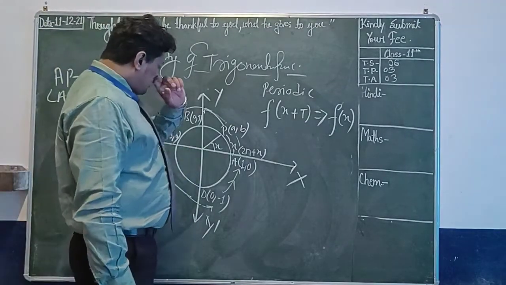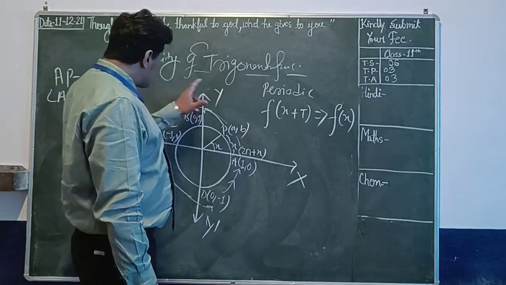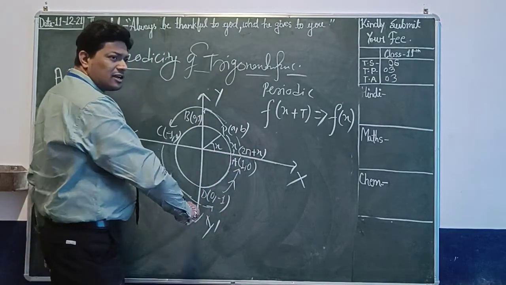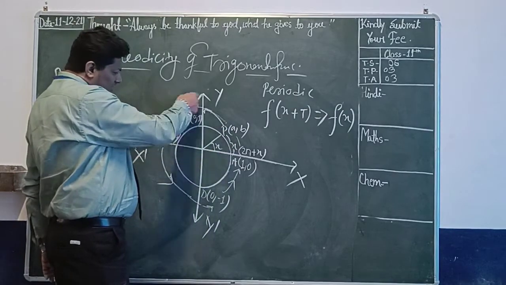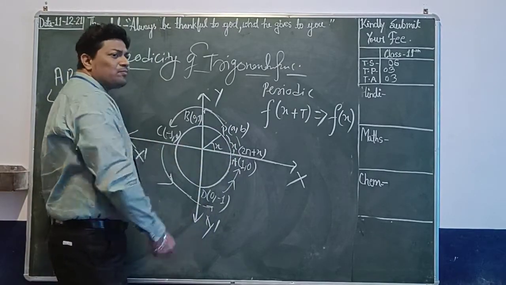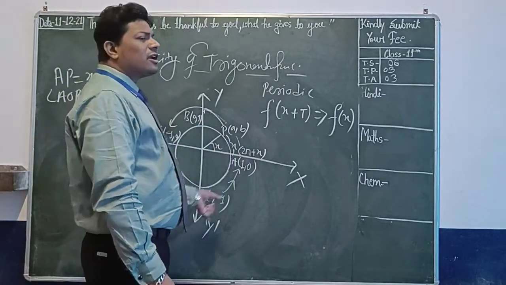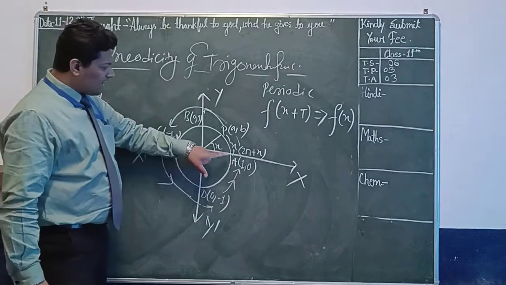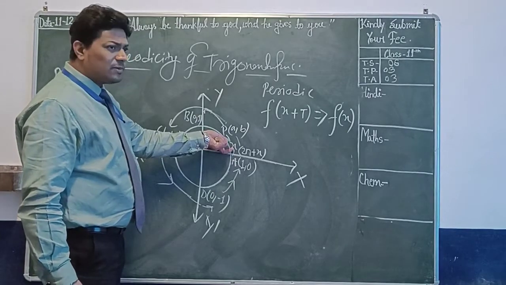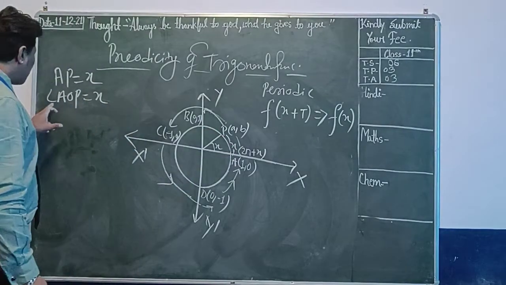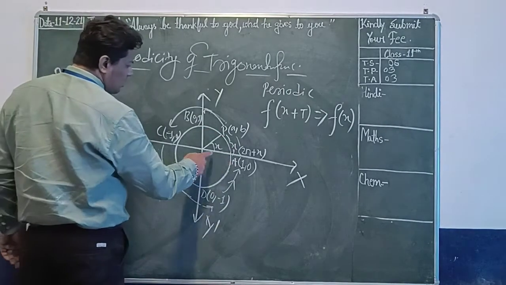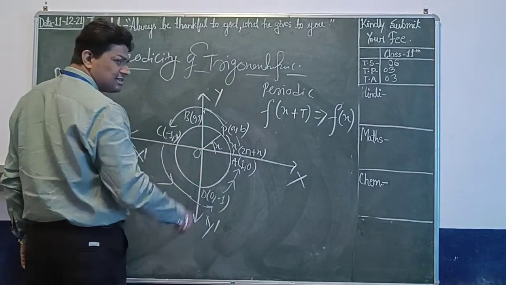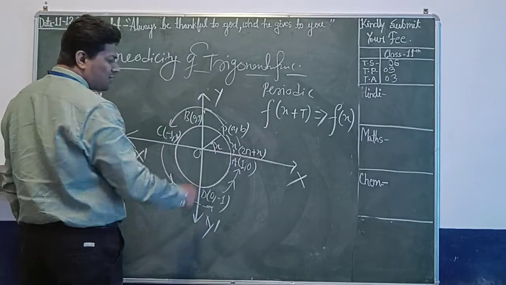Now what we are doing is moving in the anti-clockwise direction. We are taking the anti-clockwise direction, and the point is rotating like this. Is it clear? If it completes one revolution, we have arc AP equal to x. From A to P, the angle AOP equals x, where O is the center. The rotation will be x.